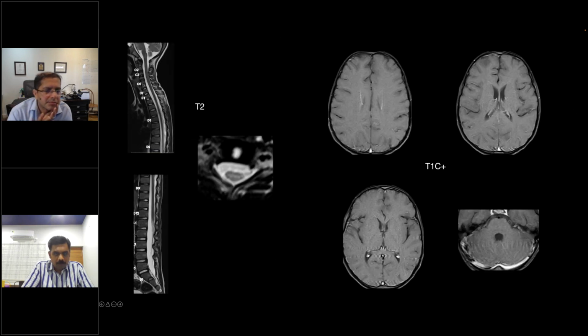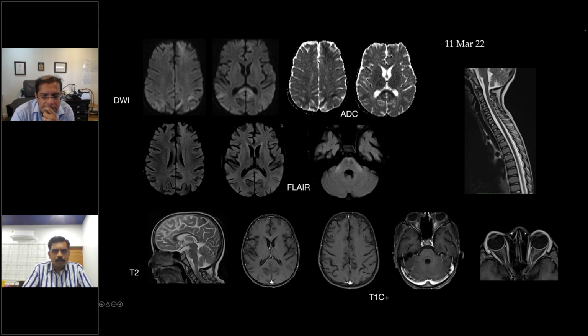So the spine was done. There was an equivocal appearance of hyperintensity on the sagittal images, but on the axials, you can appreciate that there is this central or transverse area of hyperintensity. This is the axial section of the cervical cord. Post contrast, we could not appreciate any enhancement.